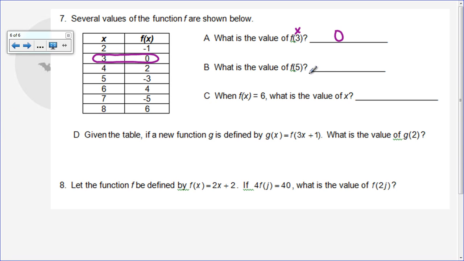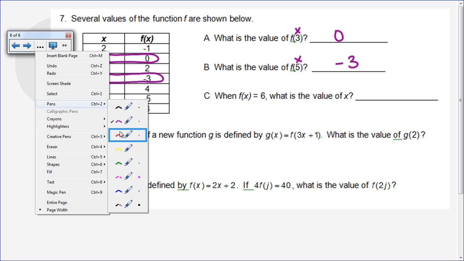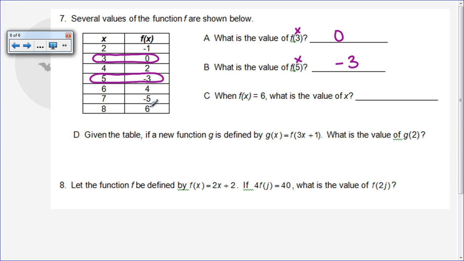So what's the value of f of 5? Well, again, they're saying x is 5. Well, right here is where x equals 5. And when x equals 5, the function value is negative 3. Now, part c is backwards. Now it says when f of x equals 6. Well, here's the f of x column. So when f of x equals 6 right here, this is the row I'm looking for.